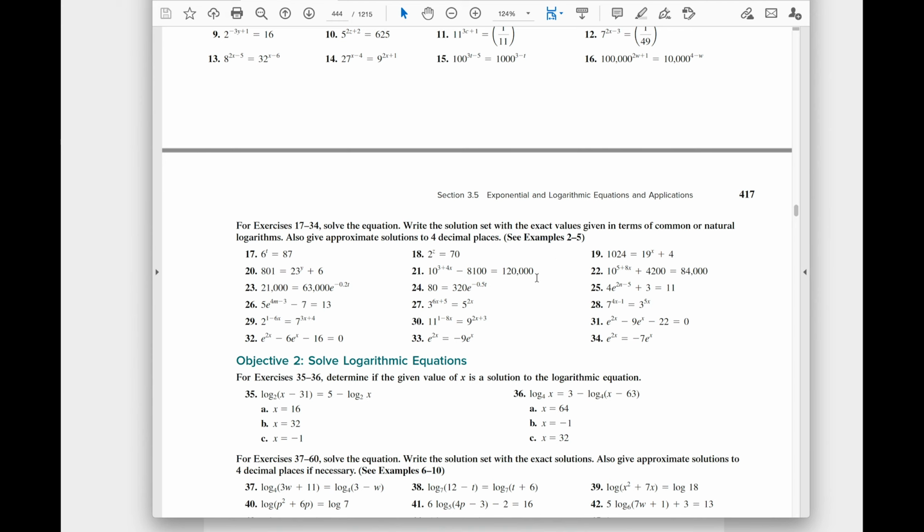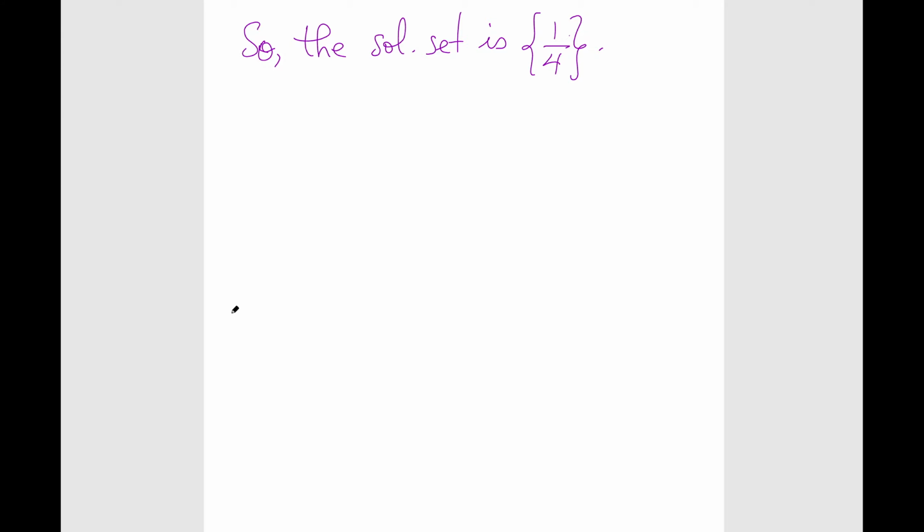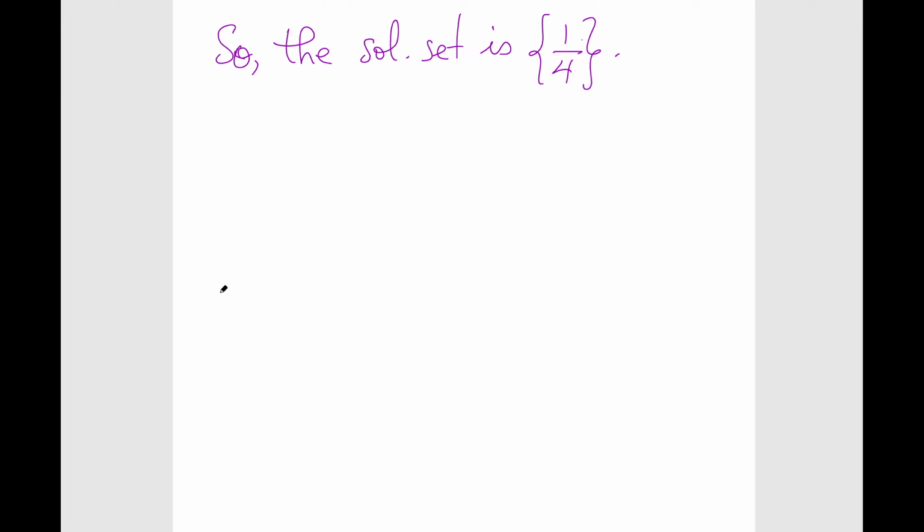Let's choose one. Which one you want to choose? How about 25? 25 is odd. How about 26? I'm choosing again an even numbered problem just because you don't have the answers to it. So 26: 5 times e, remember e, Euler's number, to the power 4m minus 3, that product minus 7 is equal to 13. Solve for m. Okay, so let me zoom in.